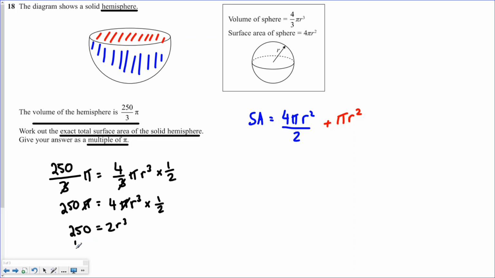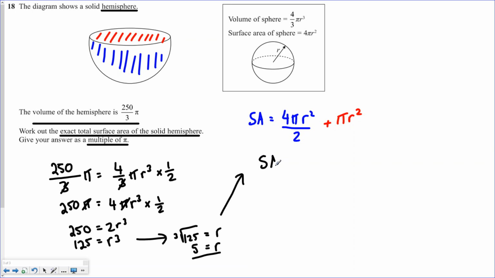Divide both sides by 2. 125 equals r cubed, and then I'm going to find the cube root of both sides to get rid of the r cubed, and that will give me an answer of 5. The cube root of 125 is 5, so r equals 5. I can now substitute this value of r into this equation here.